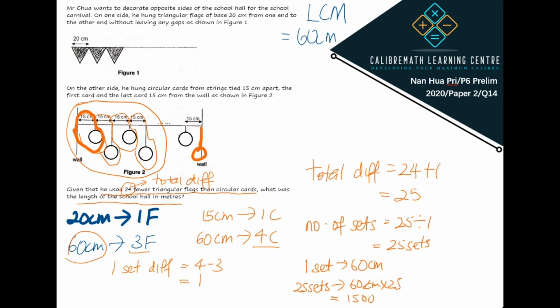and that gives us 1,500 centimeters. And remember, the question wants it in meters, so we'll need to convert 1,500 cm to meters. And that gives us 15 meters. So 15 meters is the answer for the length of the school hall.